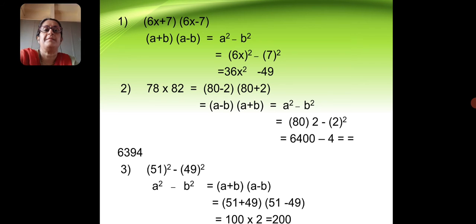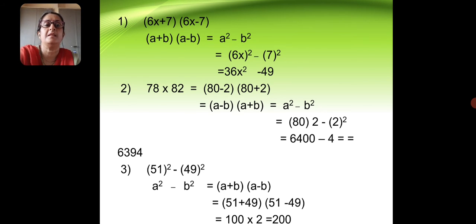Now next is 78 into 82. Now 78, how are you going to write? 80 minus 2, that gives us 78, and 80 plus 2, that gives us 82. So the first number 80 we are going to consider as A and 2 as B. So it is in the form of A minus B and A plus B. So the answer will be A square minus B square. So what is A square? That is 80 square minus B square, which is 2 square. That gives us 6,400 minus 4. That gives you 6,394.